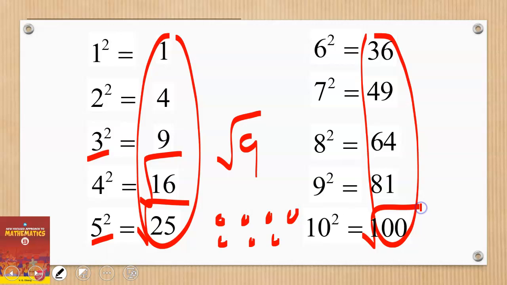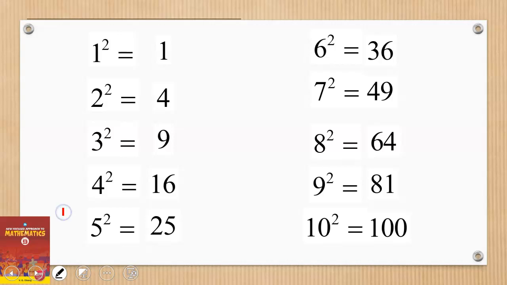Root 100 is 10. Root 81 is 9. Root 64 is 8. So you have to learn this and master it. Now, if you're able to master this, then you can understand how we can simplify a surd to the lowest form. All right, good. So you've seen all the perfect squares now, okay?